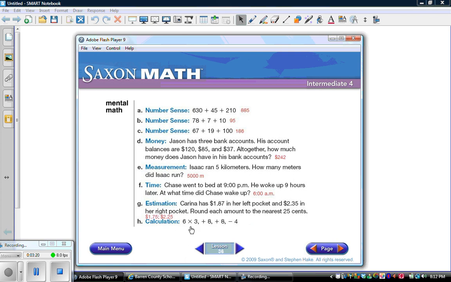Okay, calculation. I'm going to go through some steps here. And 6 times 3, and that's 18. Now with the plus 8, I want you to pretend like they're tens, okay? And then we'll take away 2. So 6 times 3 is 18 plus 10, that'd be 28. Take away 2, that'd be 26. Okay, 26 plus 10, that'd be 36. Take away 2, that'd be 34. Minus 4 equals 30.